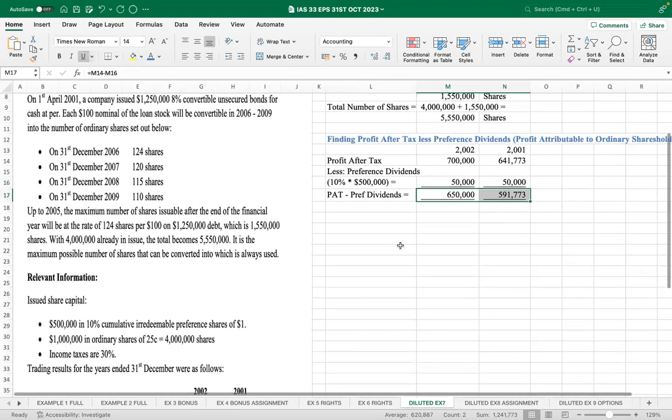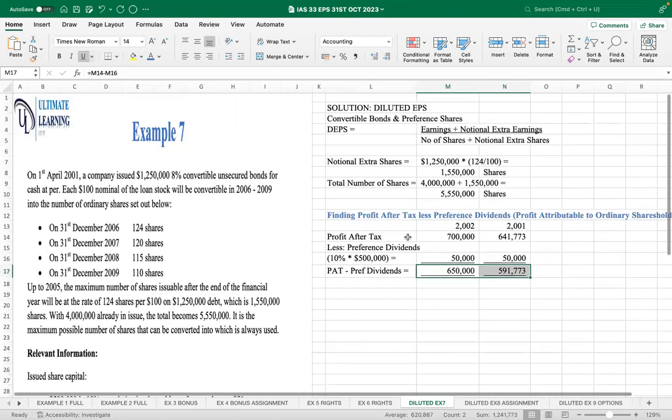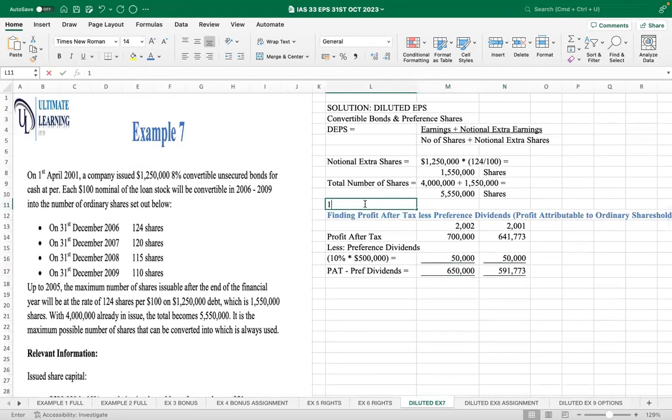Now, before we move on, number one, I wanted to find basic EPS, basic earnings per share. Now, basic earnings per share, that was the number one item I wanted to find. How do we get the basic earnings per share? So that is what we have seen.